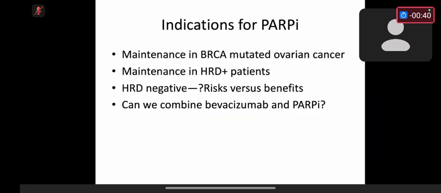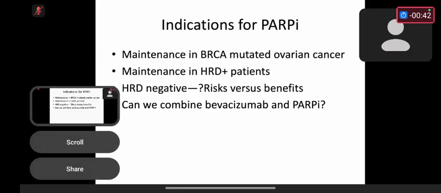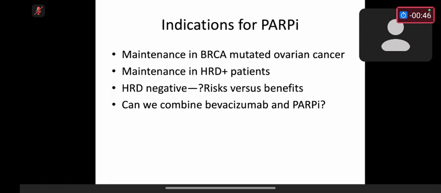So, what are the indications for PARP inhibitor in ovarian cancer? As maintenance therapy in BRCA mutated ovarian cancer, maintenance in HRD positive patients, and let me tell you, HRD positivity is defined by either that score which I showed you in the Myriad test, the genomic scar score, or mutations in tumor BRCA.